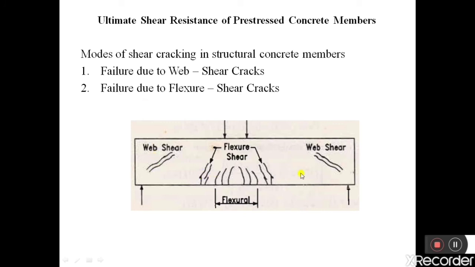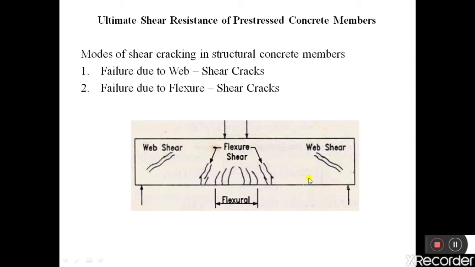In this picture you can see the cracks. These cracks are called web shear cracks, and this type of crack is always developed at the supports. Flexural shear cracks are developed at the midpoint where the bending moment is maximum. Web shear cracks are developed due to shear force or vertical reaction, and flexural shear cracks are developed due to the flexural action, or moment, of the beam.